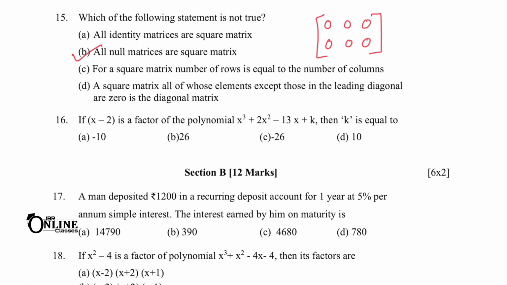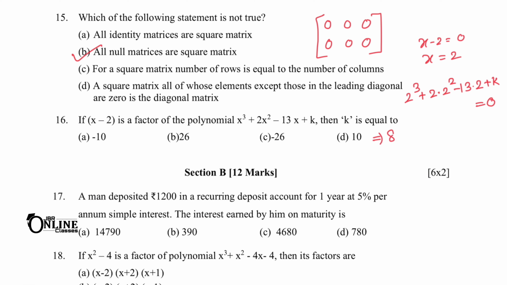So here in 16, if x minus 2 is a factor of the polynomial, as here x minus 2 is a factor, so x minus 2 equals 0, that means x equals 2. Now here x cube plus 2x square minus 13x plus k. So here you can write down 2 cube, then 2 into 2 square, minus 13 into 2 plus k, that equals 0, because x minus 2 is the factor.